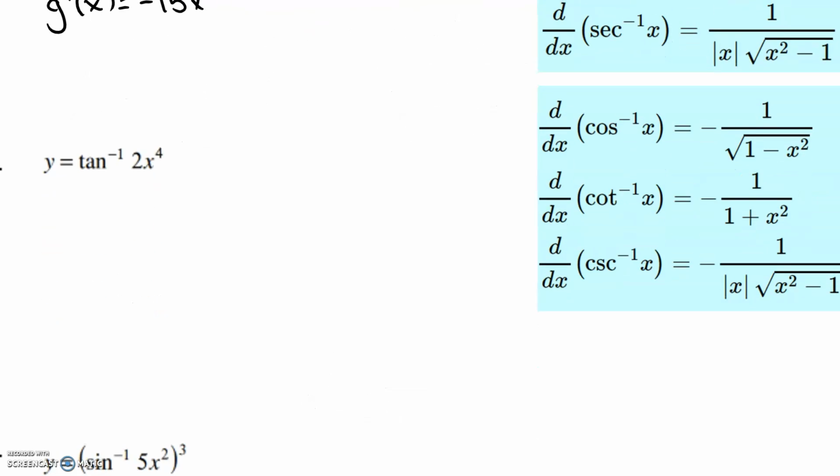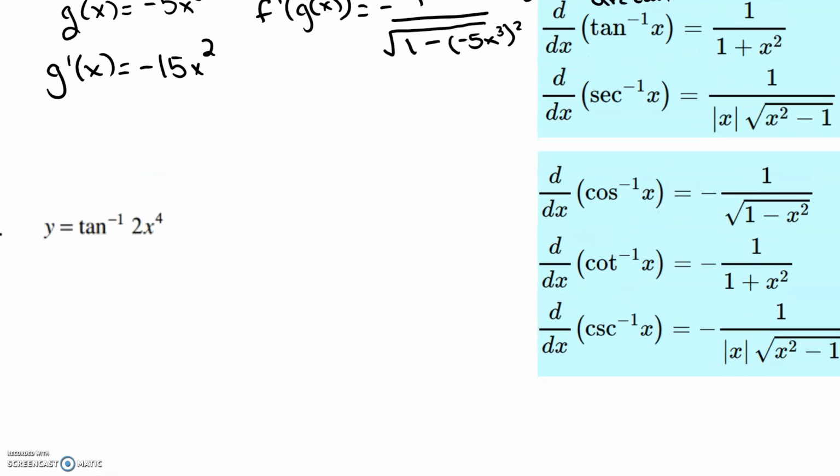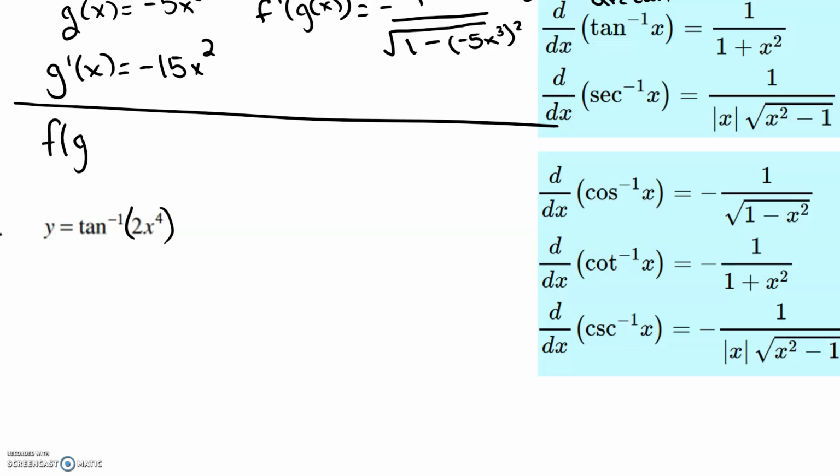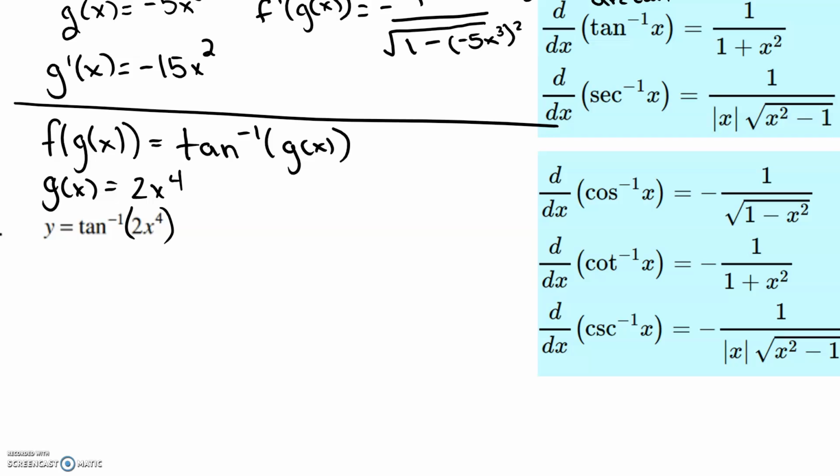All right, so now we're going to be looking at inverse tangent of 2x to the fourth. So same idea. I'm going to just start a little higher this time since I ran out of space last time. So my inside function here is that 2x to the fourth. So I've got inverse tangent of 2x to the fourth, so I can replace that with g of x. That inside function is 2x to the fourth.